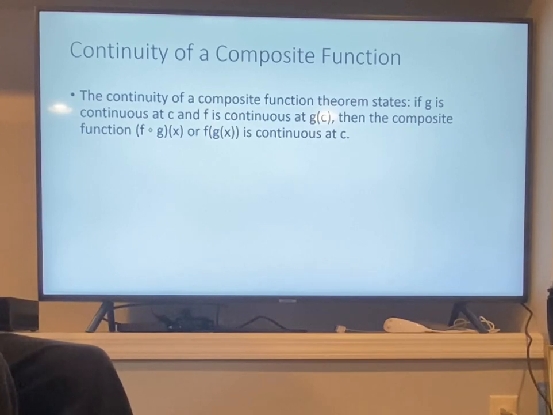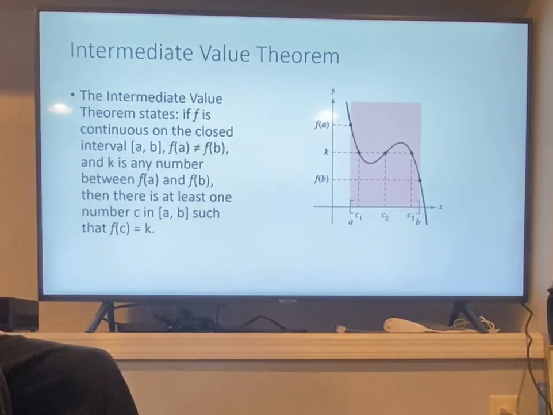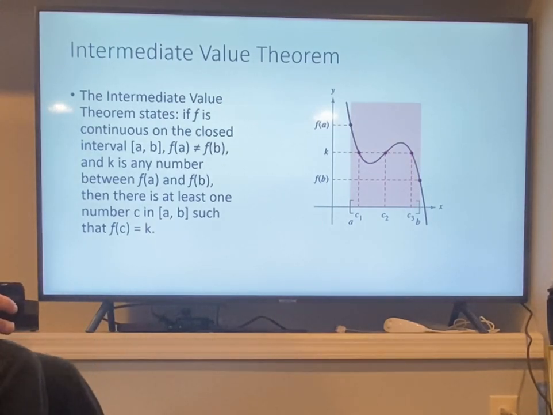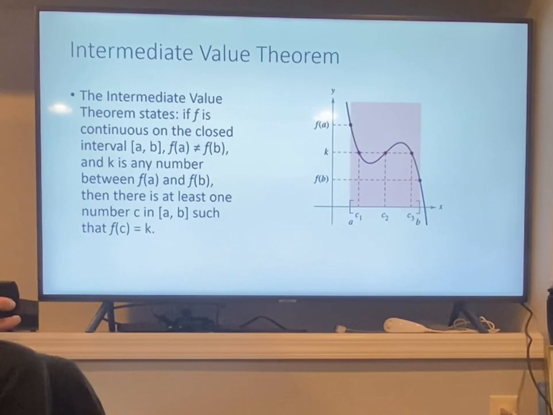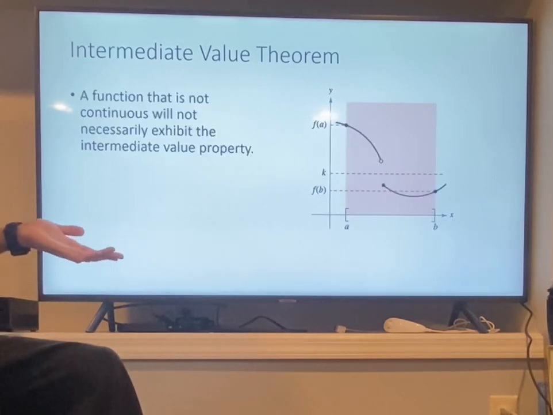Alright, now we need to talk about the intermediate value theorem. The intermediate value theorem states that if the function f is continuous on the closed interval [a, b], and f of a does not equal f of b, and k is any number between f of a and f of b, then there is at least one number c in the closed interval [a, b] such that f of c is equal to k. A function that is not continuous will not necessarily exhibit the intermediate value property.